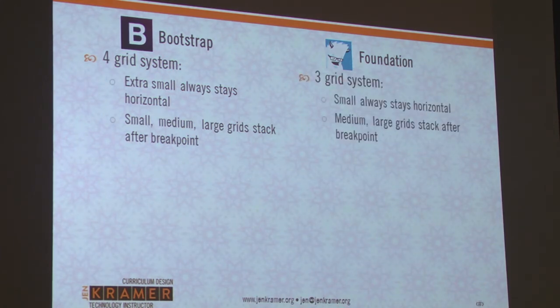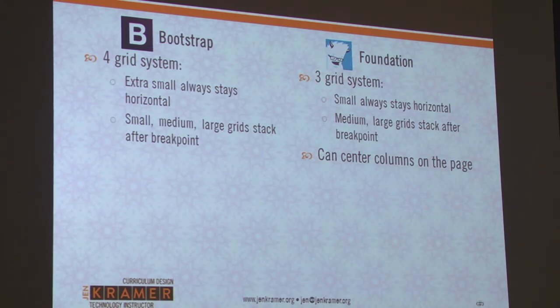Foundation has just 3 grids. So the small, again, is always staying horizontal, and the medium and large grids are going to hit a breakpoint, and then they're going to stack in exactly the same way. One thing that is different about Foundation is that you can center columns on the page, okay, which is kind of nice. So rather than making it 12 columns across and then centering the text or whatever's inside of it, you can actually center the columns themselves with Foundation.